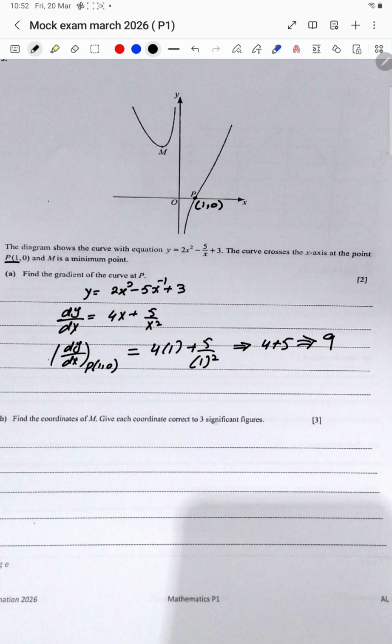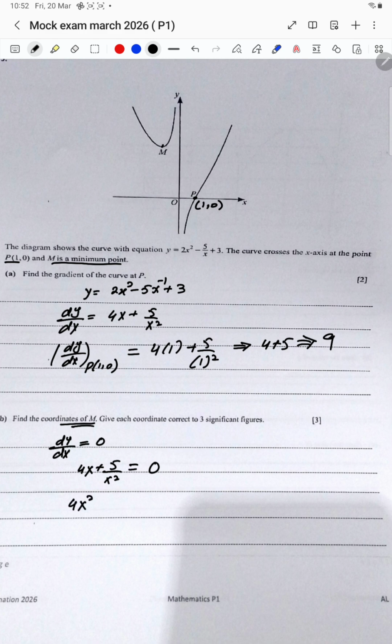Okay, now find the coordinates of the point M, giving each coordinate correct to three significant figures. Coordinate M, as stated, is a minimum point. So for a minimum or maximum point we need to put the differential result equal to 0. And here we have 4x minus 5 by x squared equal to 0. So simplification will give me, I will take the LCM, multiplying each term with x square.